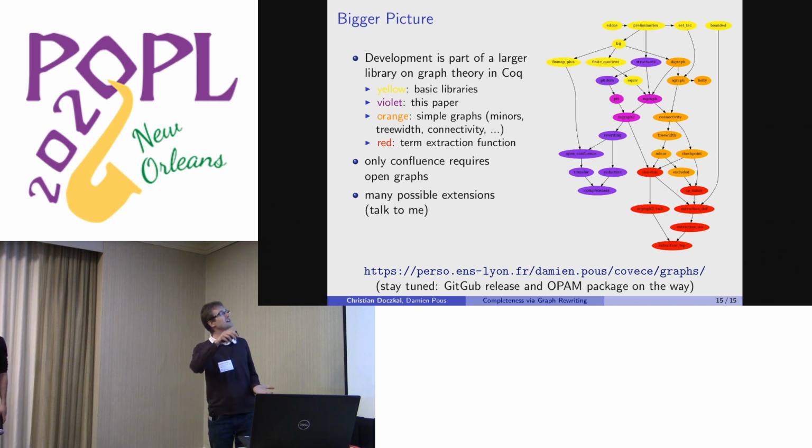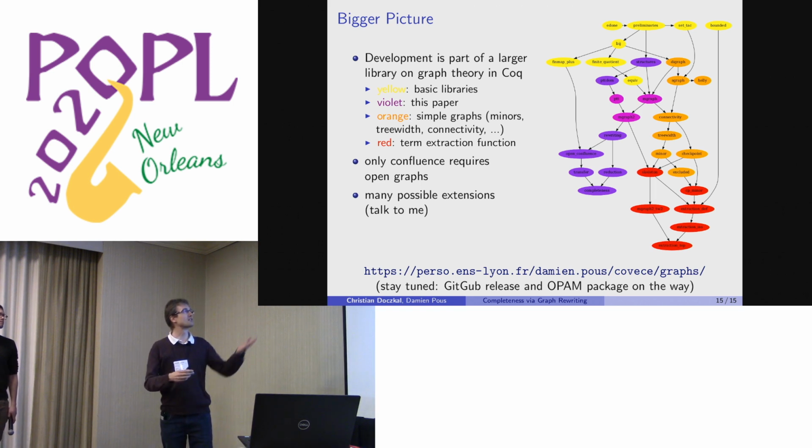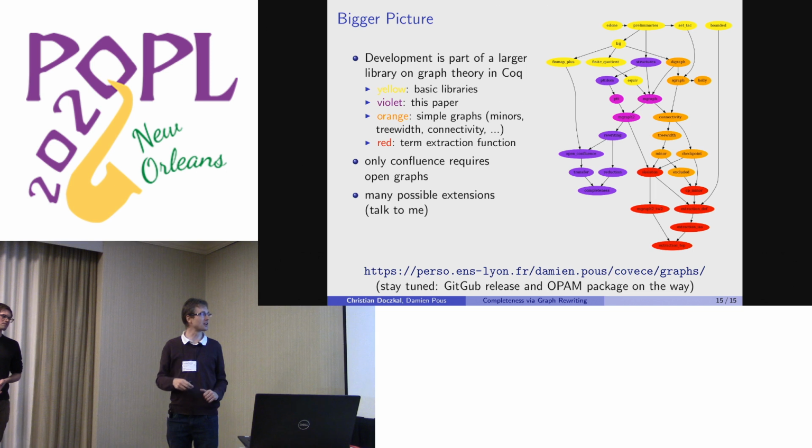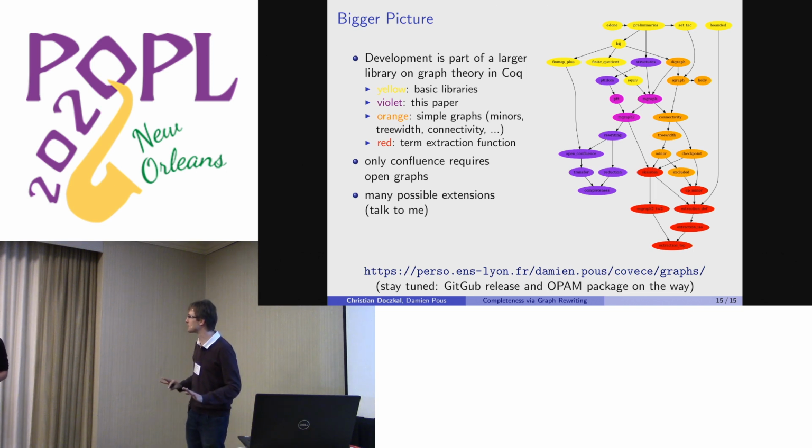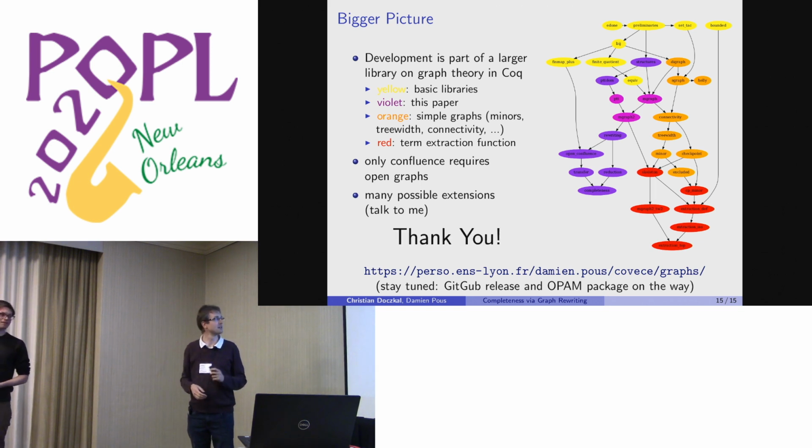Okay, so the last slide. We have done quite a few things, and by now we have built a relatively large library for doing graph theory reasoning in Coq. This is the part I talked about here. In fact, local confluence is the only place where we actually need a simply typed graph. Everything else works really nicely with dependently typed graphs. And of course, there are many things you would want to add to this library. So if you want to do something, talk to me, and stay tuned, because we're currently working on a GitHub release and open packages, but there are some issues that need to be sorted out on how to do this in a clean manner. So this might take a few weeks. And thank you.